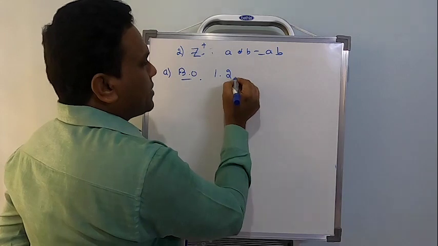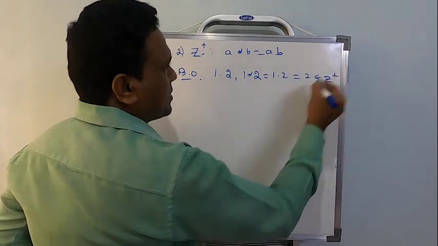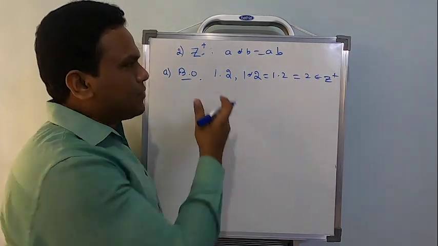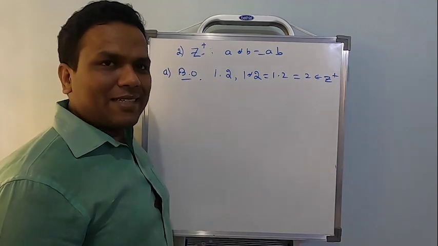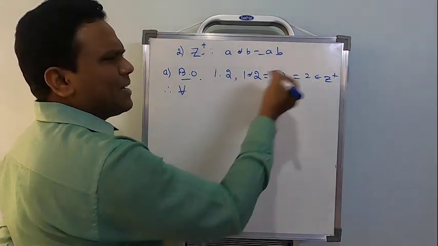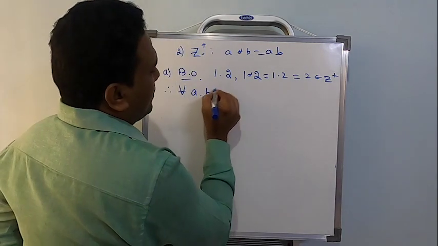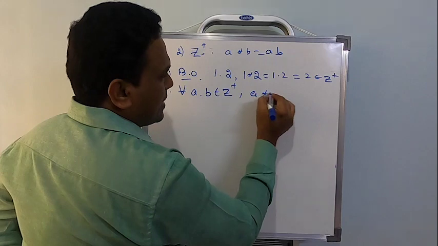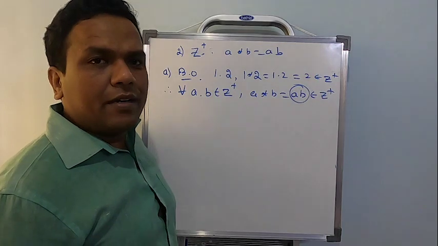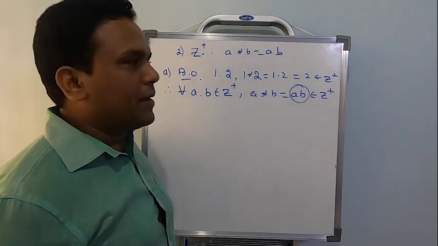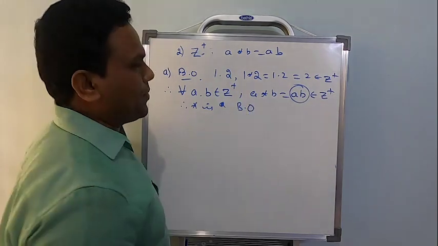See, 1 is a positive integer, 2 is a positive integer, 1 star 2 equal to 1 multiplied by 2 is 2, it's going to be positive. But here we checked only 2 elements. There are infinite number of elements. So write in general, actually that is quite easy. Therefore, one example is enough to understand the concept, right? Then proceed and write the general. Therefore, for all A comma B belongs to Z plus, A star B equal to AB is also in Z plus. Product of two positive integers is always going to be a positive integer. That is the meaning. Okay. So therefore, star is a binary operation.